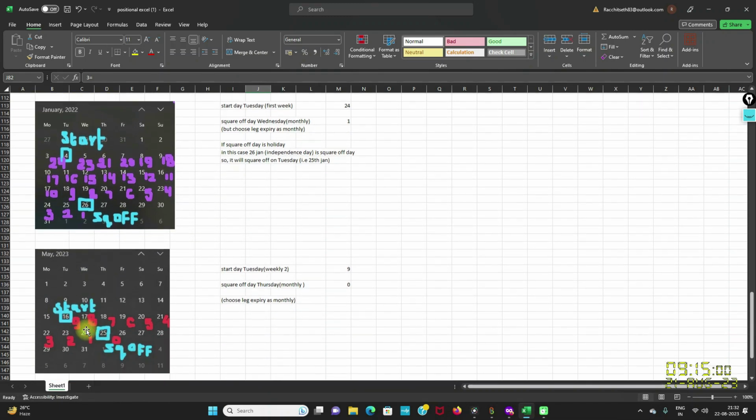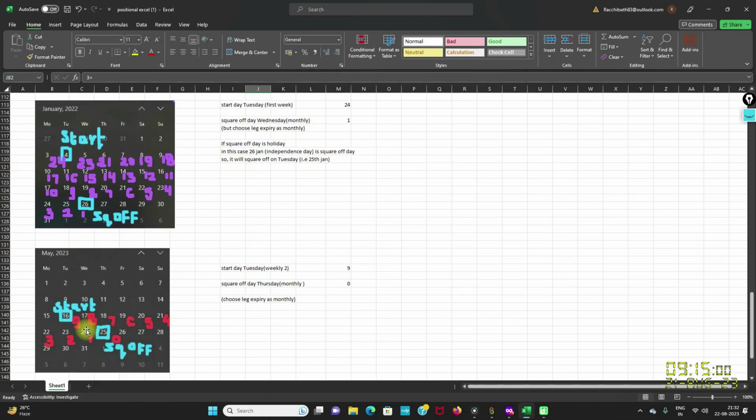Now, let's take an example. Suppose I want to start my positional portfolio on Tuesday specifically of the first week expiry, and want to square off on Wednesday of the monthly expiry. So this is Tuesday. This line is weekly 1, this is weekly 2, and this is monthly, right?